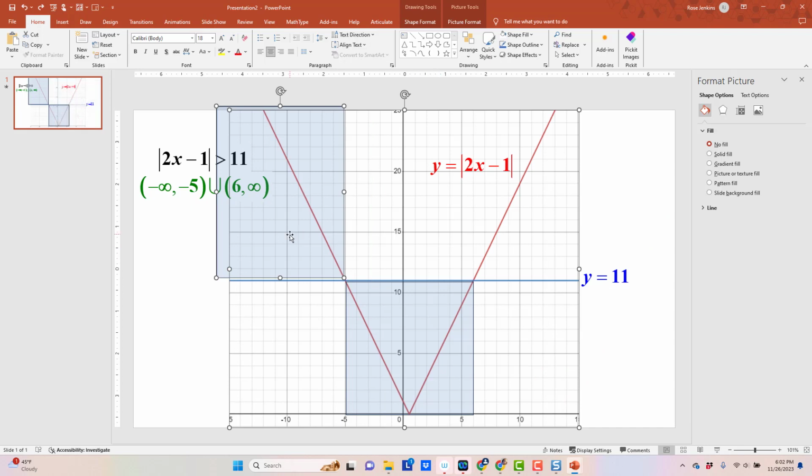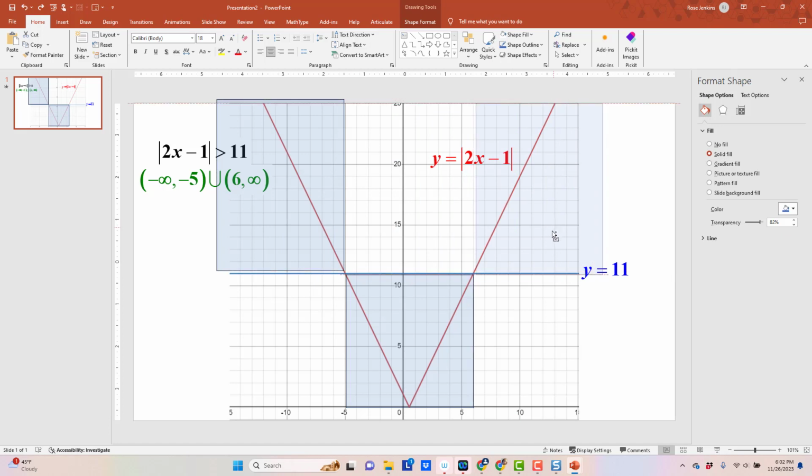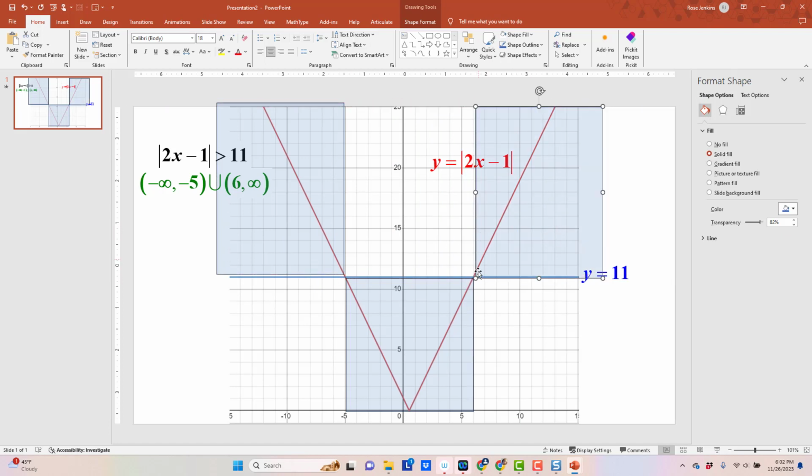Also, you see it happening here, starting at 6 to infinity, right? The absolute value is greater than 11 for values of x from 6 to infinity. Notice that this happens with two, we'd say disjoint, pieces of the graph. It goes from minus infinity to minus 5. That's the x values over here. And then we pick it up again from 6 to infinity.